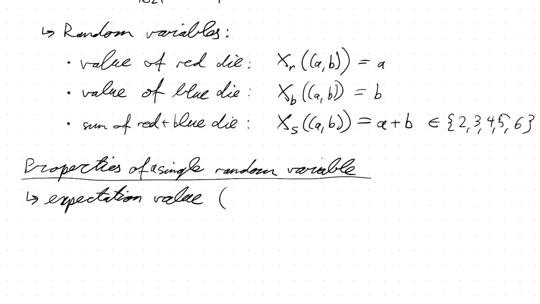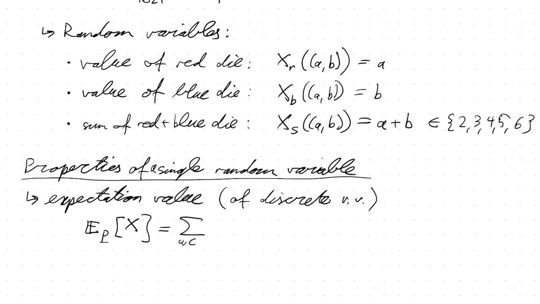I'm going to define it here mainly for a discrete random variable, so one where the set of values that it can take is a discrete set. And for simplicity, we'll also assume that the sample space is discrete. So the expectation value of some random variable X is just, as we are used to, the sum over all the states in the sample space of the probability of the state times the value of the random variable. So it's a weighted average, right? Because these probabilities add up to 1. This is a weighted average of the values that the random variable can take.